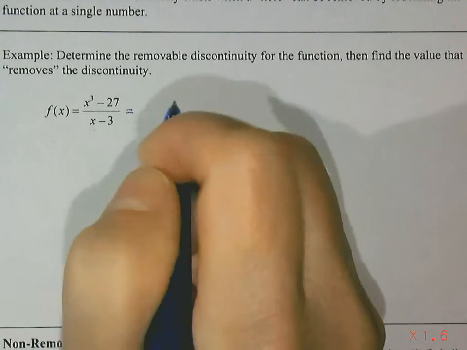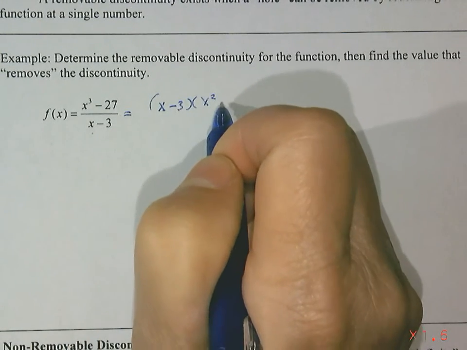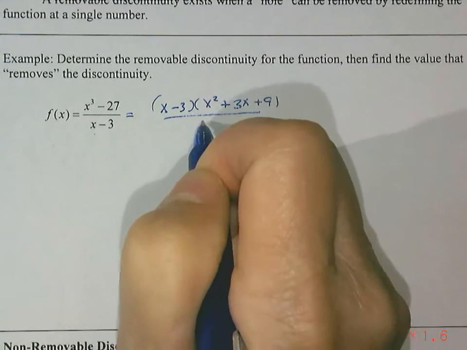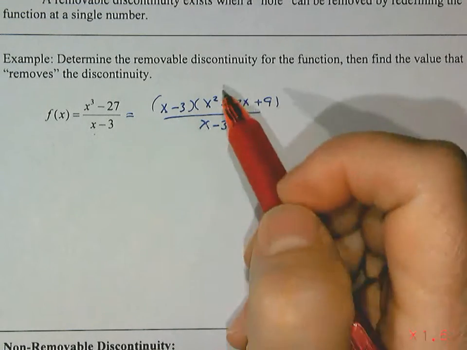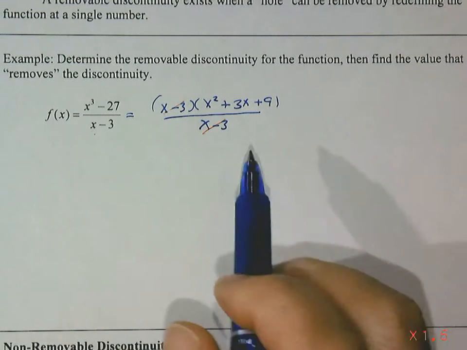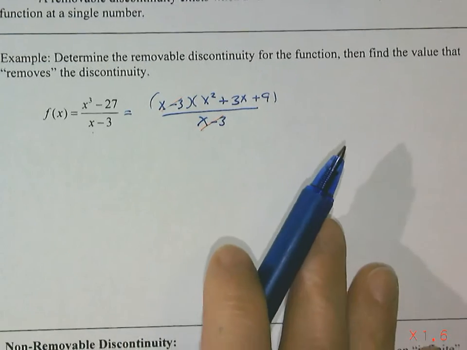So I'm going to factor the numerator. So I have x minus 3 times x squared plus 3x plus 9. And my denominator stays x minus 3. Here, my numerator and my denominator have the same term of x minus 3, so I can cancel it. So that shows me that my discontinuity is at x equals 3.